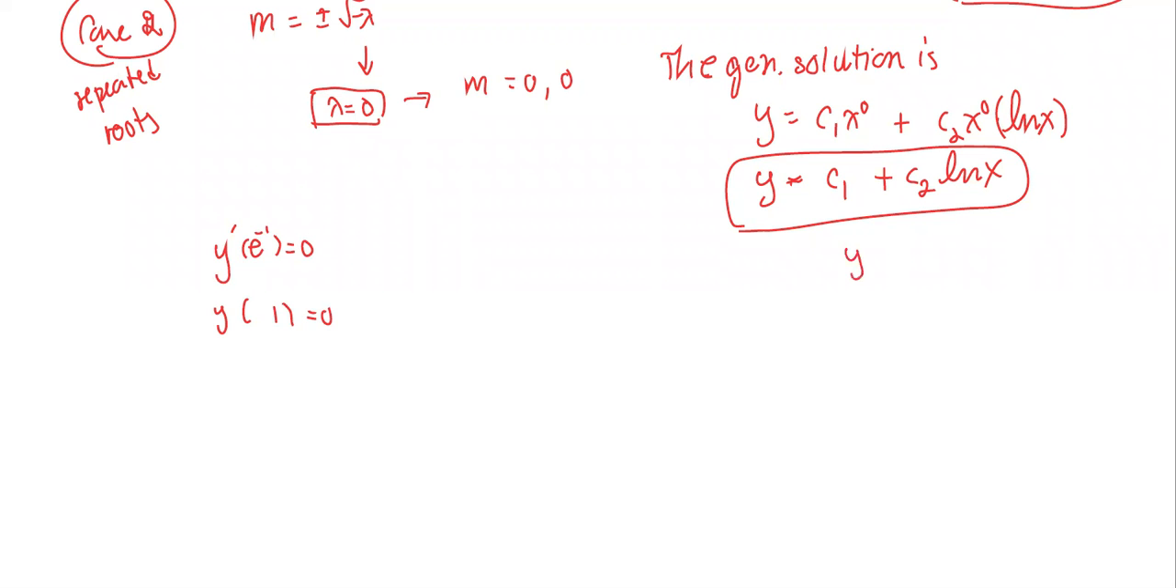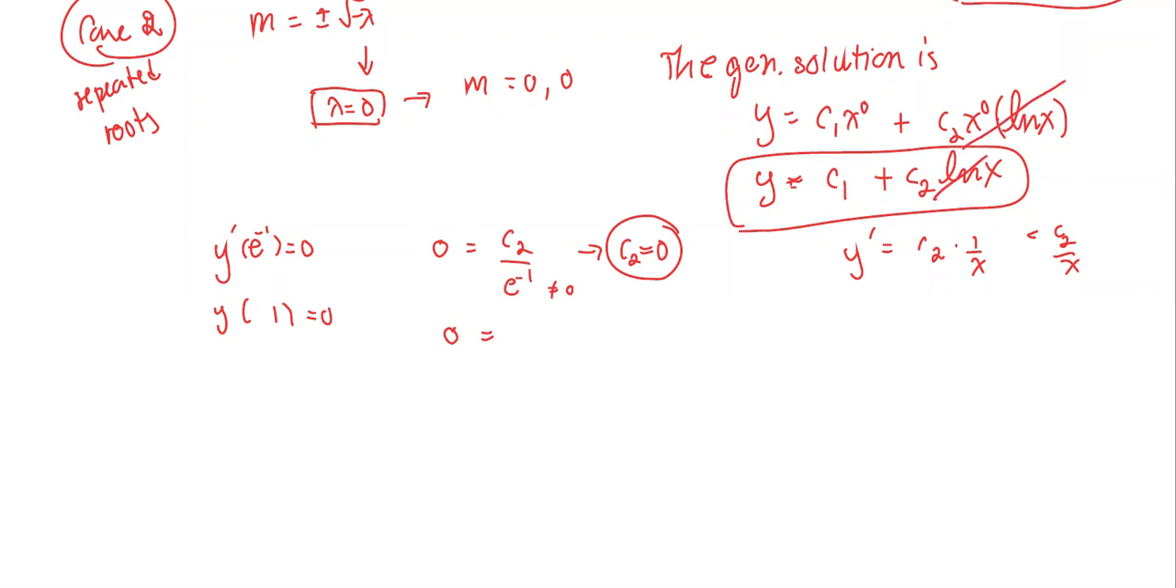Set aside again, the y prime: the derivative of C1 is 0. The derivative of the second term is C2 times 1 over x, or just C2 over x. Then y prime equals 0 for x as e to the negative first. Yes, this one is not 0, so we need C2 to be 0. y at 1 is 0, so C2 is already gone for this case.